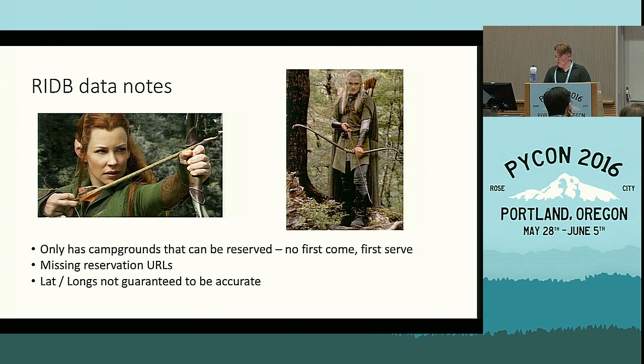So some notes about the RIDB data. This only has campgrounds that can be reserved. So anything that's a first come, first served campground will be absent from this data set. There are no reservation URLs, despite it being like, hey, here's a URL, you'll see that that field is blank, in fact. And the lat longs are not guaranteed to be accurate, which is extremely interesting if you're telling people, hey, you can go camp here. I was looking at an example last night of one of the campgrounds locally, and the lat longs have it in the middle of a lake, which it definitely is not.